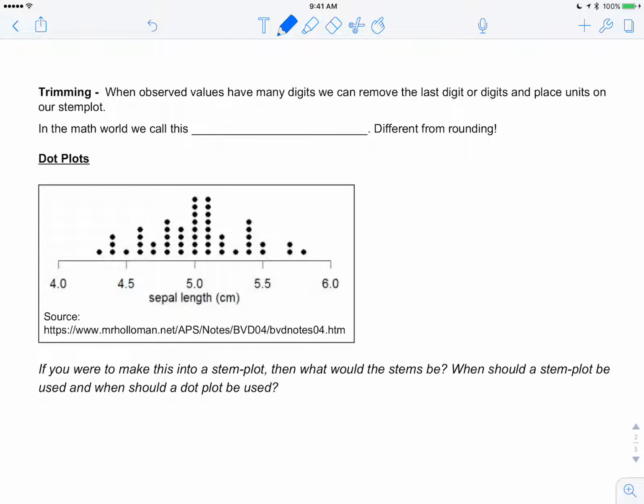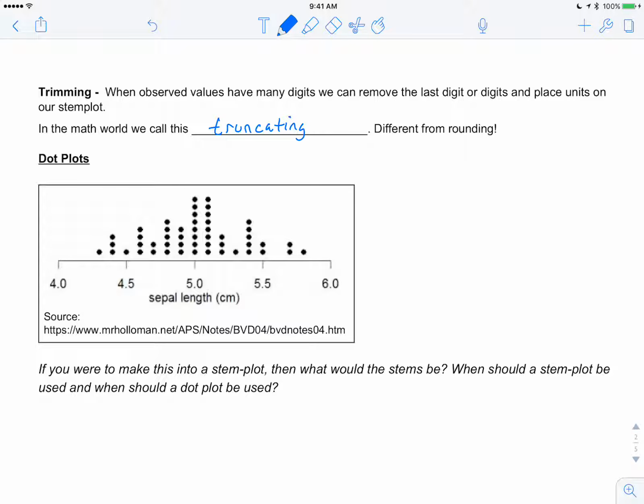Another thing we like to do is called trimming. Trimming is similar to what you've learned already in your math classes. It's when observed values have many digits, we can remove the last digit or digits and place units on our stem plot. In math, we call this truncating. So this is a different thing from rounding. Rounding, we have rules for up and down. Truncating, essentially you're just chopping off a bunch of information to the certain data point.